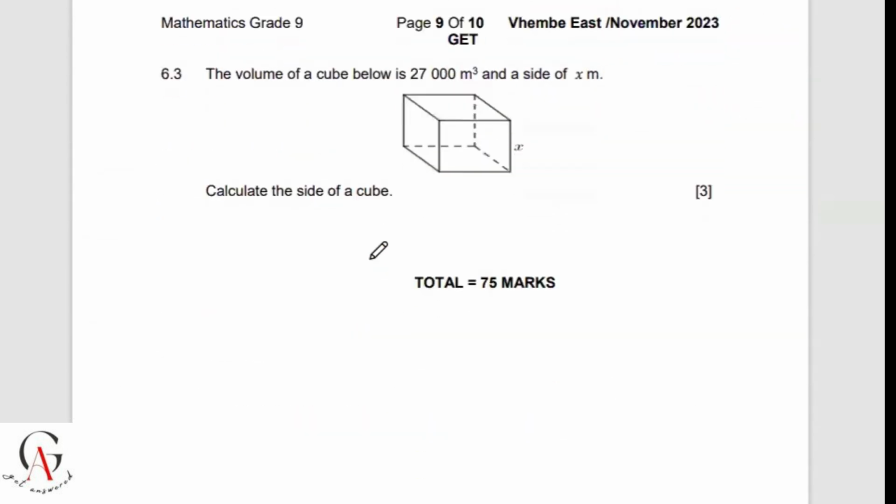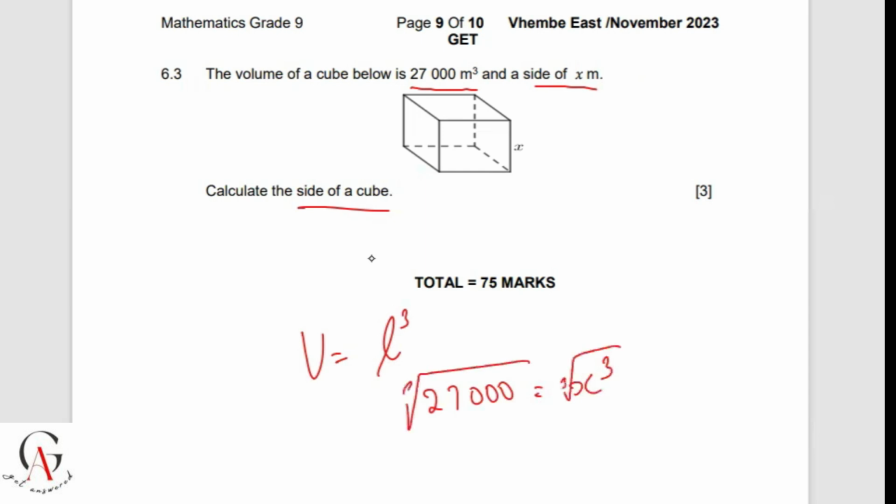Then lastly, 6.3, they're telling us that the volume of a cube is this much, and it's having a side x. Calculate the length of the side. So volume of a cube is L cubed. So 27,000 is equal to x cubed. So for us to get the value of x, you must find the cube root. Okay. So the cube root of 27,000 is going to be 13. That's what the question wanted.